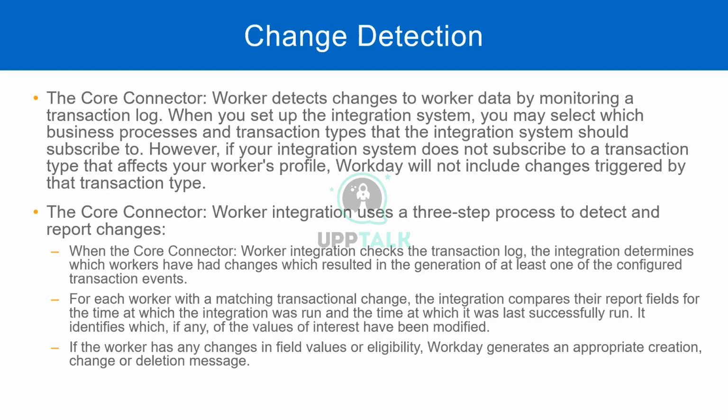So the Core Connector Worker detects changes by monitoring a transaction log. Okay. It has an internal transaction log where it is storing all the transactions for different workers. Can we see it? No, we don't get to see it. But there is a transaction log that has all the information.